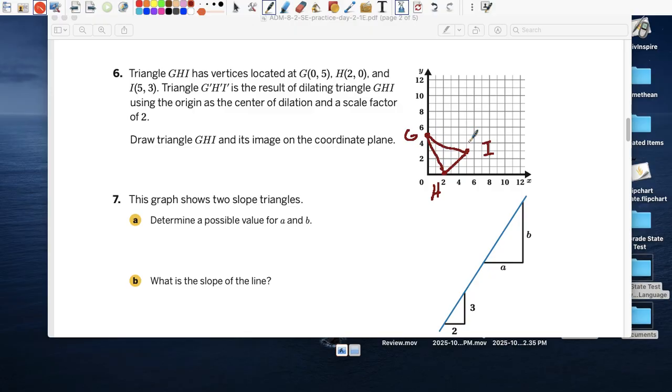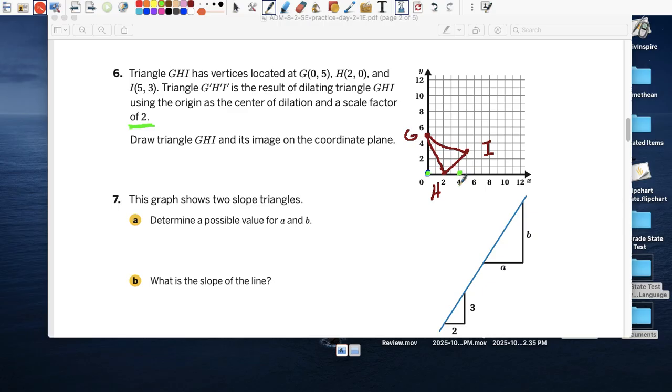Then triangle JHI is the result of dilating the triangle using the origin. Remember I told you when we did dilations, find the origin. We're going to dilate this using a scale factor of 2. This one's not that bad. From the center of dilation, the green point, how do I go to H? I take 2 steps to the right, but with a dilation of 2, we multiply by 2, so I would go 4 steps to the right.